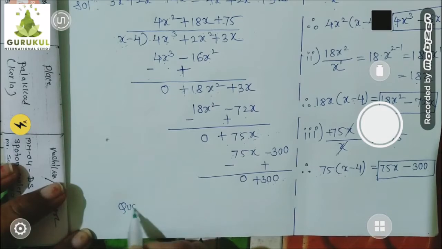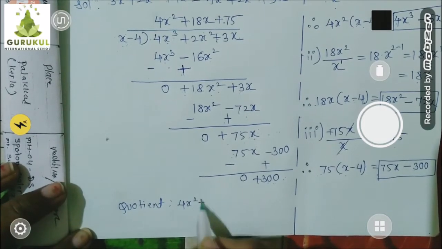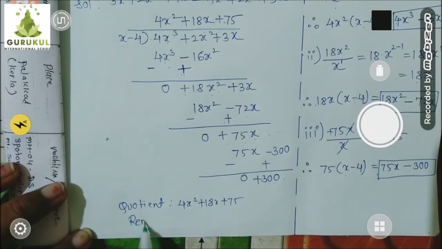So what is the quotient? 4x square plus 18x plus 75. And what is the remainder? 300.